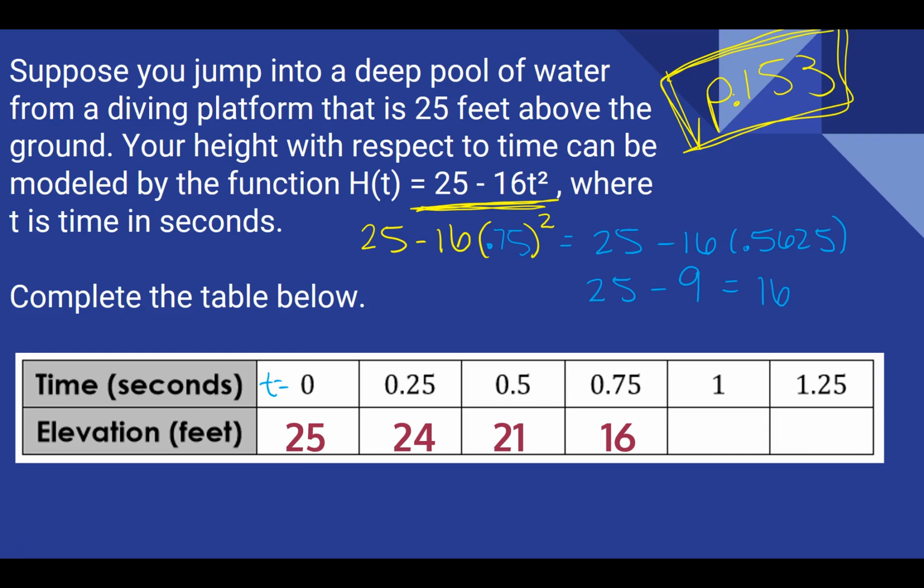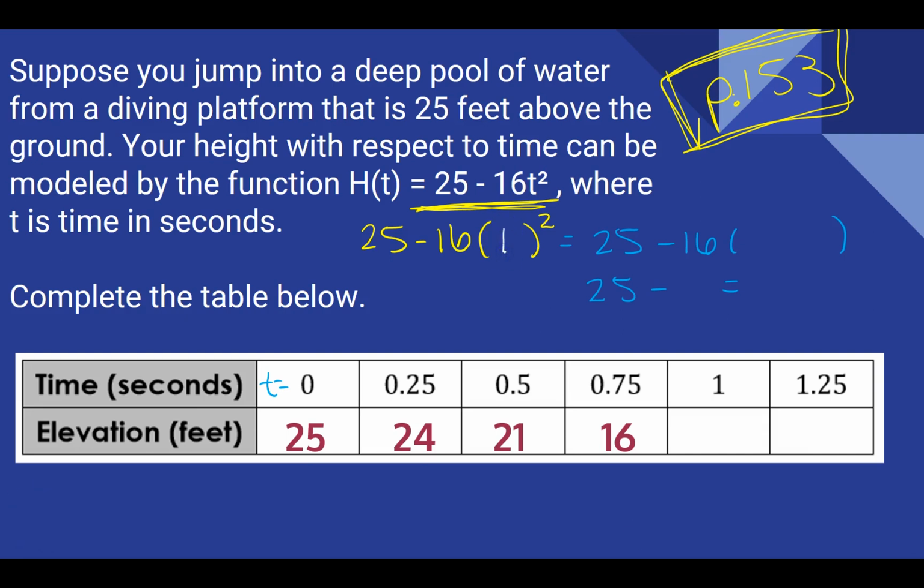We're not square rooting, we're squaring. You push the square button, the one that has a square on it. All right, how about you finish this table? Plug in 1, and then also plug in 1.25. Again, if all you have on your paper right now is 25, 24, 21, and 16, you're doing yourself a disservice. You need to know where these are coming from. You have to be able to create these numbers, not just copy them off a TV screen.